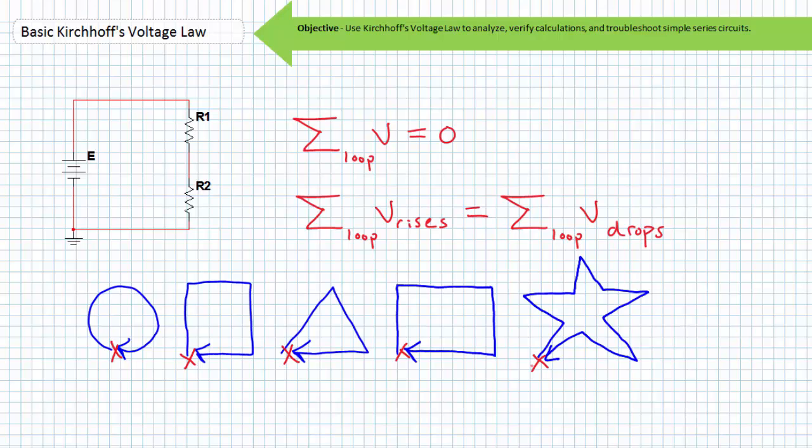Keep in mind we'll be applying Kirchhoff's voltage law to very simple series DC circuits in this lecture, meaning those that have only one path in the first place. But be aware that Kirchhoff's voltage law can be applied to even the most complicated of circuits, including those that have numerous different paths within them. For any single loop, the sum of voltage rises will always equal the sum of voltage drops.